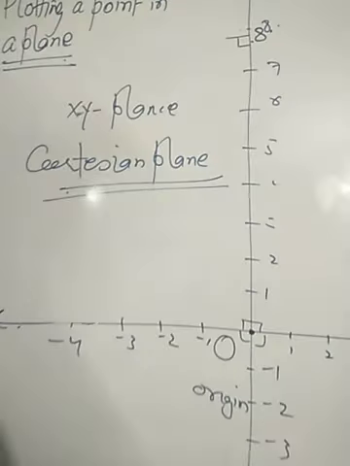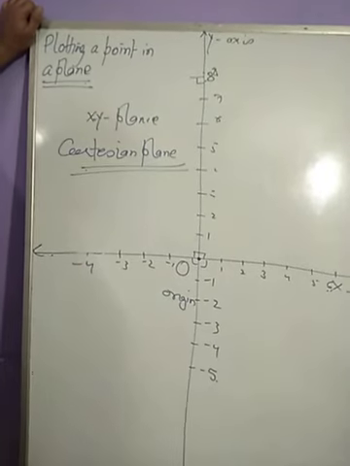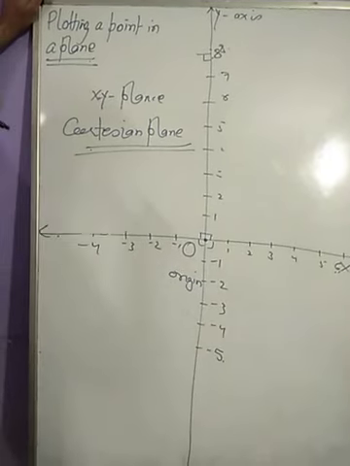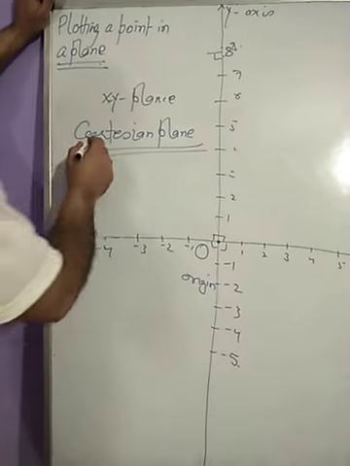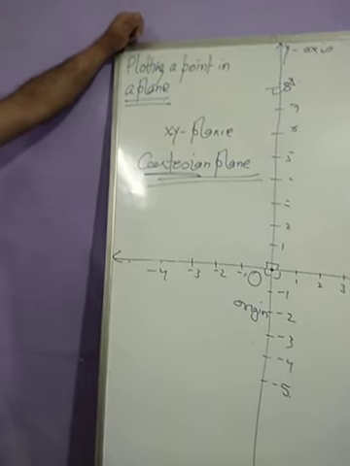Remember the name of the mathematician who told us about this? The name was René Descartes. From the last word Descartes, Cartesian plane. The name Cartesian plane has come from there.